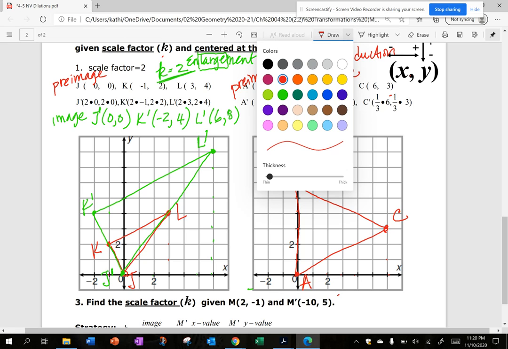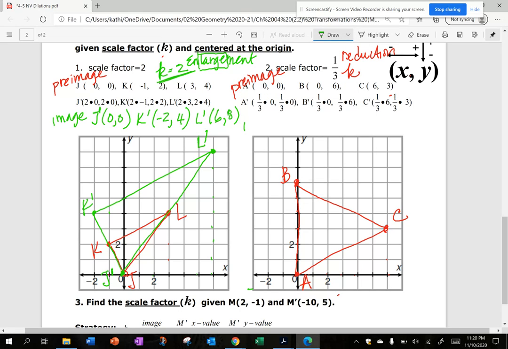So next I want to plot my image. So I'm multiplying my scale factor 1/3 times each coordinate. So 1/3 times 0 is 0, and 1/3 times 0 is 0. So my A prime is (0, 0). B prime, 1/3 times 0 is 0, and 1/3 times 6 is 2. And C prime, 1/3 times 6 is 2, and 1/3 times 3 is 1.